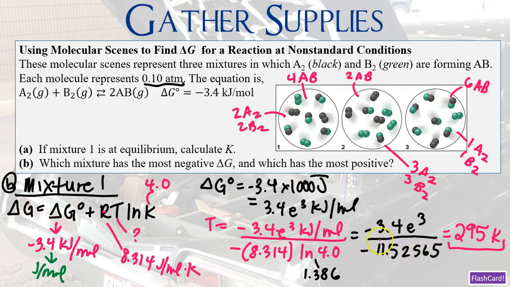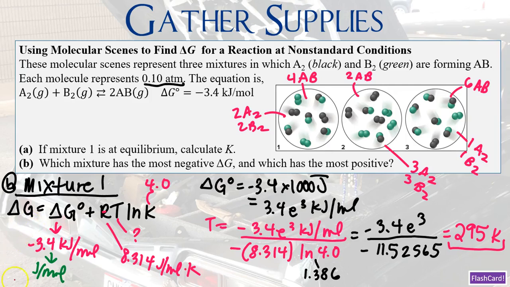11.52565. So now I'm going to take my 3.4 times 10 to the 3, of course that's a negative number, and divide it by negative 11.52565. I get an overall temperature of 295 Kelvin. This is going to be the temperature that I use in my overall expression for mixtures 1, 2, and 3. Now I can go forward and complete letter B, which is basically taking each of my mixtures, figuring out the Q values of them, because we're not going to be at equilibrium for all of them, and then using those values to plug in to solve for non-standard delta G.